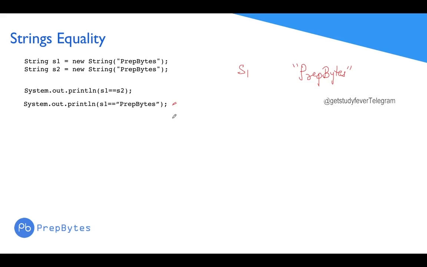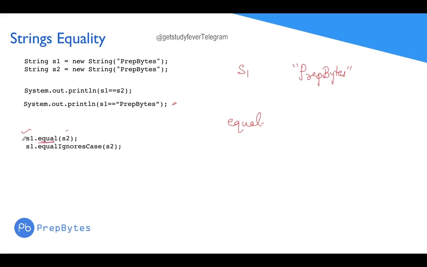So now how do I see whether two strings are equal or not? When I say checking whether two strings are equal, we want to check whether the two strings have the same set of characters or not. How do we do that? We do that using the equals method. When we do S1.equals(S2), S1 is one string and S2 is another string.